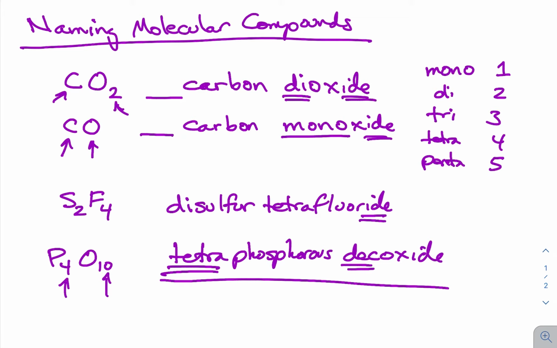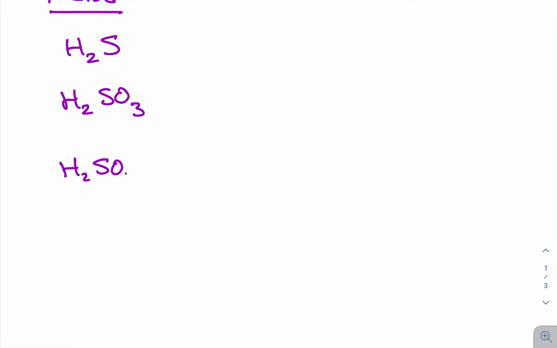All right, so what do we do with acids? Acids are a whole other ballgame here. All right, so acids. Let's look at some examples to try to understand what's going on. So let's look at the series H2S, H2SO3, and H2SO4. This first one is called hydrosulfuric acid.